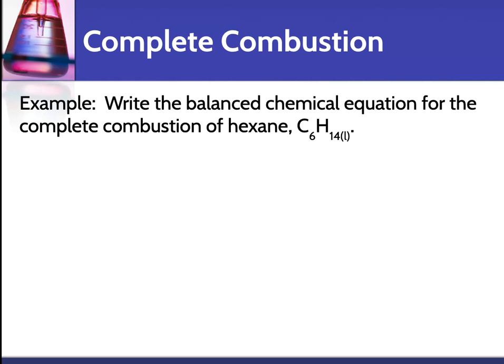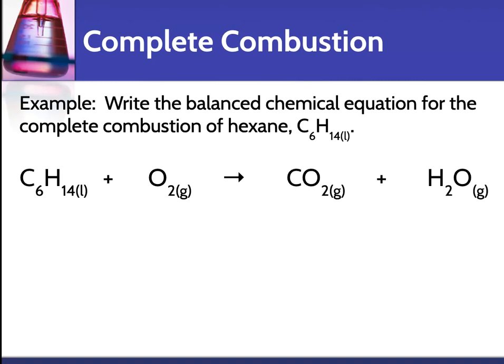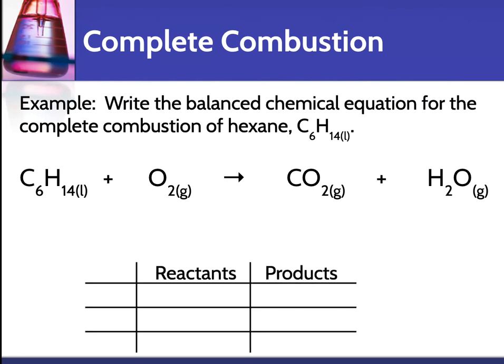So let's look at another example. We want to write the balanced chemical equation for the complete combustion of hexane, which is C6H14. So we start with our hexane, the thing that we want to combust. We add oxygen gas, which creates carbon dioxide and water. Then we need to balance. We'll balance this one with a reactant product chart.